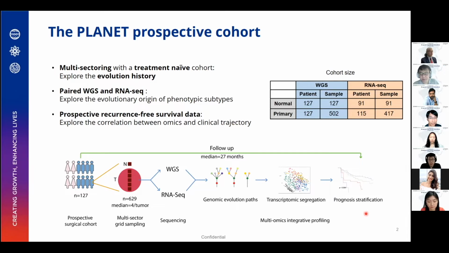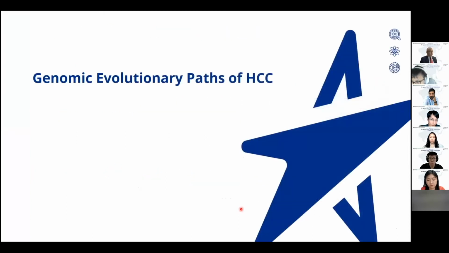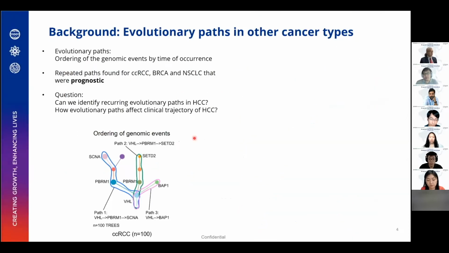So here I would like to present to you some framework or principle of how you can unite multi-omics data together to understand the utility of evolution and heterogeneity in patient prognosis. Let's start with the genomic evolution paths. First, a very short introduction to what the evolutionary paths are. It's basically the path that a tumor may take to develop, and this path is measured by the occurrence of driver events across time.